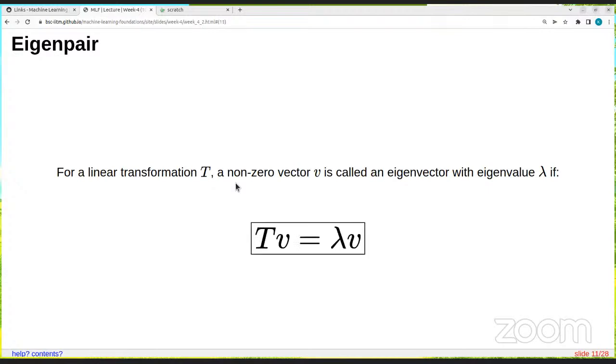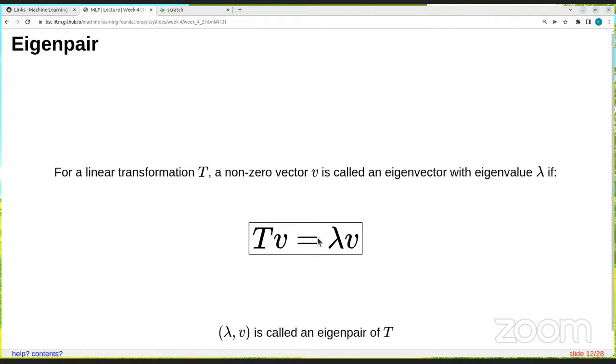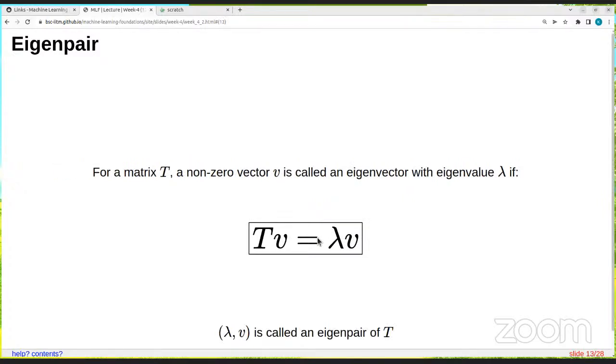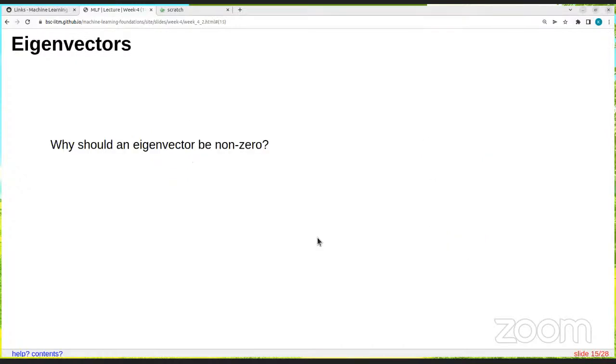The equation that you should always remember is TV equals lambda V. Then V is an eigenvector and lambda is its eigenvalue. Together they are called an eigenpair. You can never separate the two; they always come together. Whatever holds good for a linear transformation holds good for a matrix, because they are essentially the one and the same object in different contexts. Eigenvectors should always be non-zero. They can never be zero.